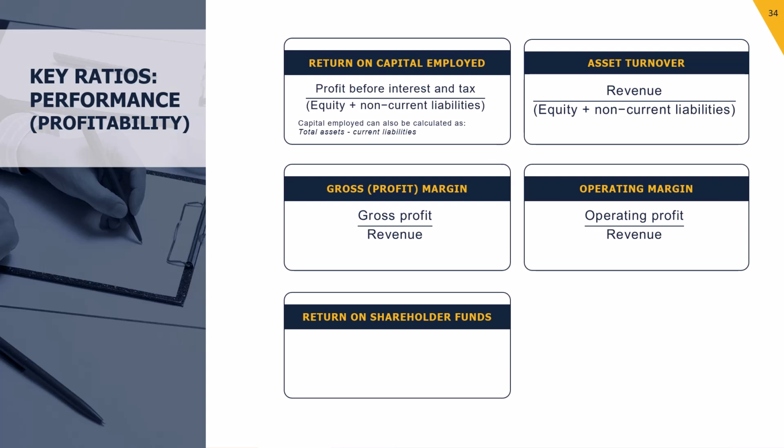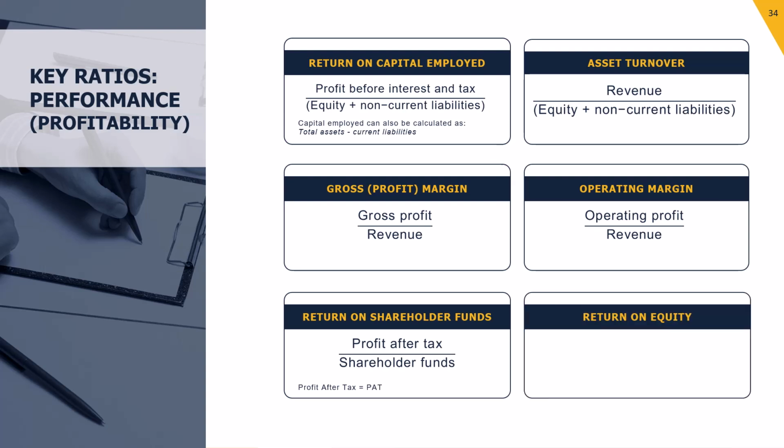We then have our return on shareholders' funds. This is our profit after tax. Now, notice that we're taking after tax in here because it is the profit essentially which is distributable to our shareholders, and we would divide that by our shareholders' funds. Now, shareholders' funds is the equity that exists in the entity. Profit after tax then, remember, can be abbreviated to PAT, profit after tax.